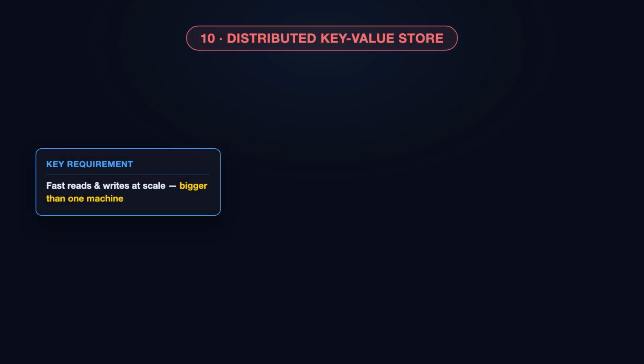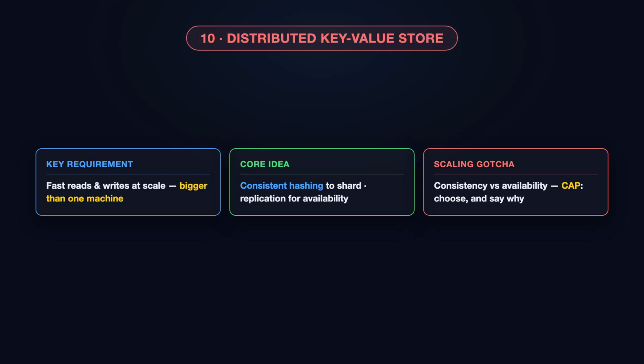Question 10. Design a distributed key-value store, or a distributed cache. This is the building block sitting underneath half of the other answers, so it is a favorite. The key requirement: fast reads and writes on simple key-value data, at a scale far bigger than any single machine can hold. The core idea has 2 halves. First, shard the keys across many nodes using consistent hashing, a scheme where adding or removing a node only moves a small slice of the keys, instead of reshuffling everything and invalidating your whole cache.